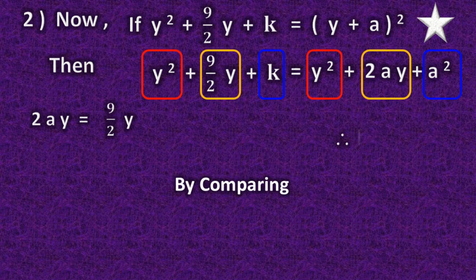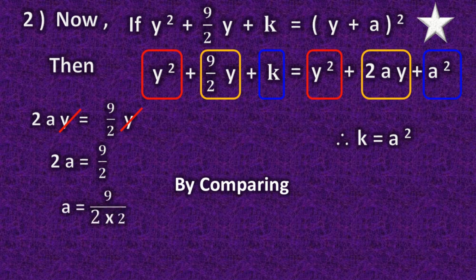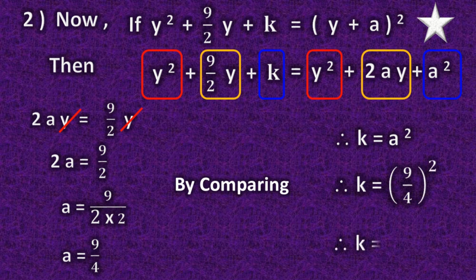So consider the second side, k is equal to a square. Now solve the first part. Y cancels, so we remain with 2a is equal to 9 upon 2. Now transfer to the other side, 2 will get divided, so the value of a is 9 upon 4. This value we substitute here, k is equal to (9 upon 4) whole square. 9 square is 81 and 4 square is 16. Therefore k is equal to 81 upon 16.